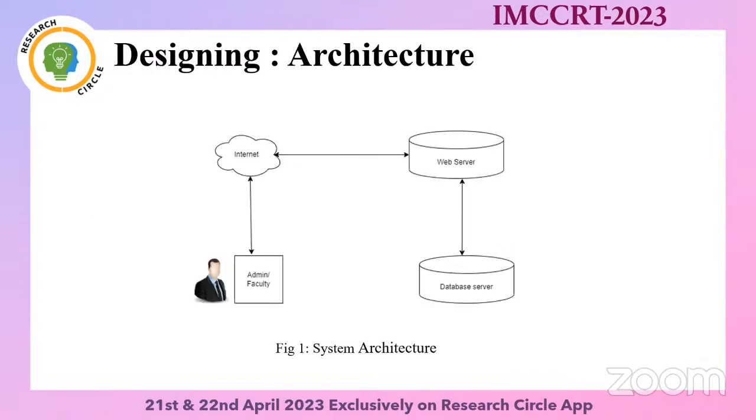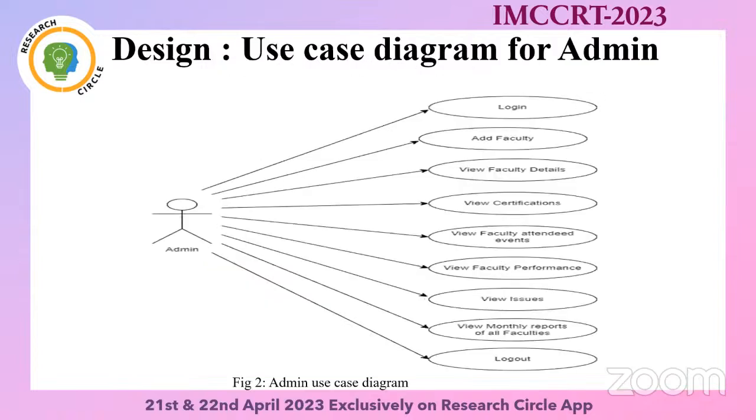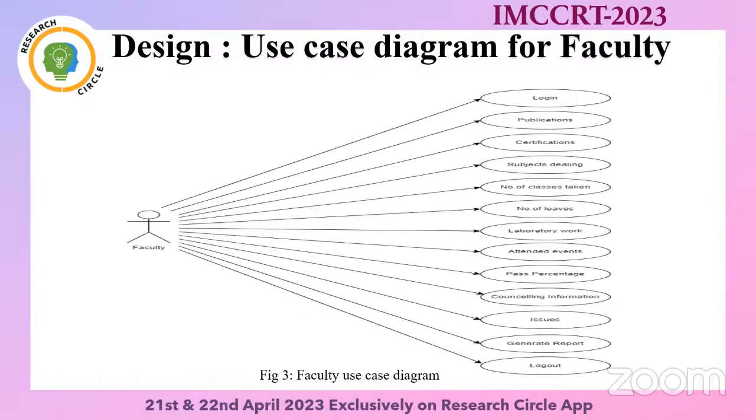And this is the architecture. The faculty can enter through the credentials on the internet and the web server. This is a bi-directional arrow, which indicates the data direction in both directions between the web server and the database server. This is the use case diagram. The admin has the functionalities to log in, add, view faculty, view details, certifications, view faculty attended events, performances, issues, monthly reports, logout. The same will be used for the faculty module also.